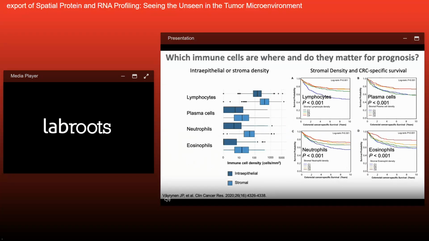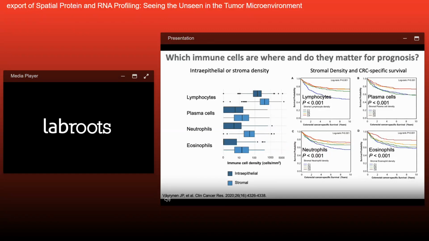What we found is that immune cells tend to occur in different regions of the tissue preferentially. The plot on the left shows densities in intraepithelial versus stromal areas. For all four immune cell types that we're able to identify, we found densities that were significantly higher in stromal areas compared to intraepithelial areas.